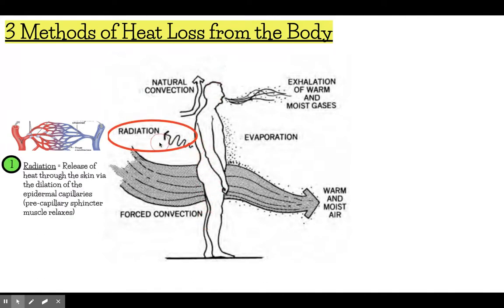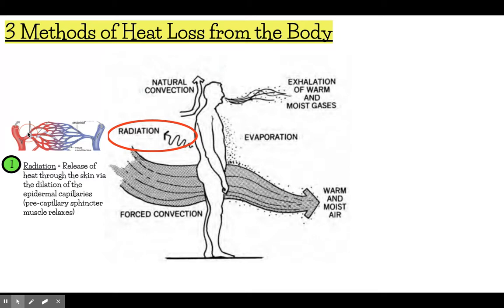The first way by which we lose heat is by radiation. So, radiation is the release of heat directly through our skin to the external environment. This happens because the capillaries, those tiny webs of blood vessels in our skin themselves, are actually dilating and allowing a lot of blood to flow to the surface of the skin.